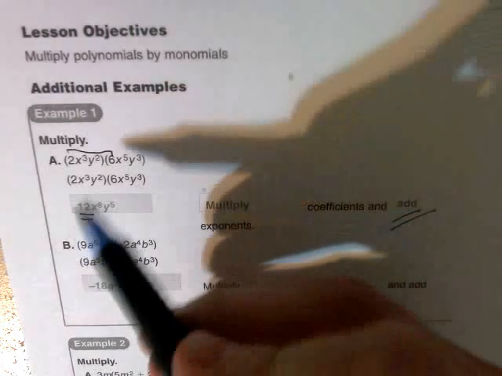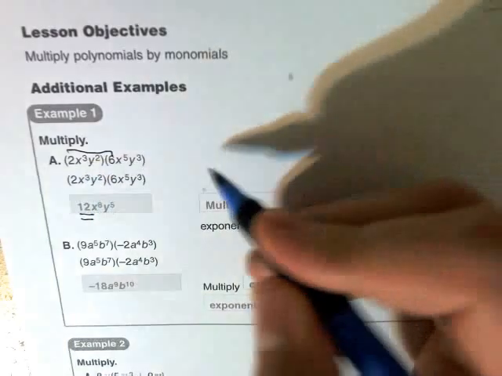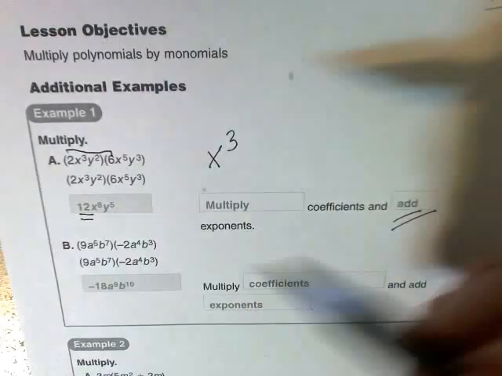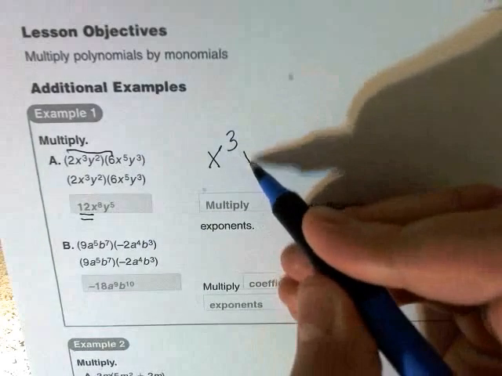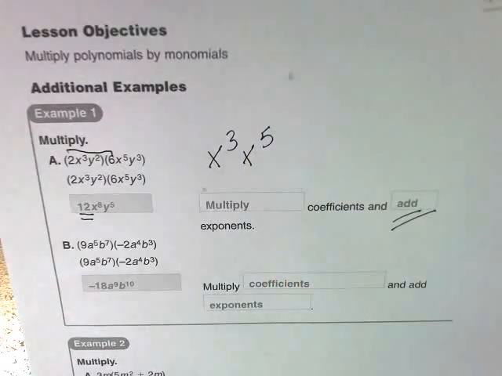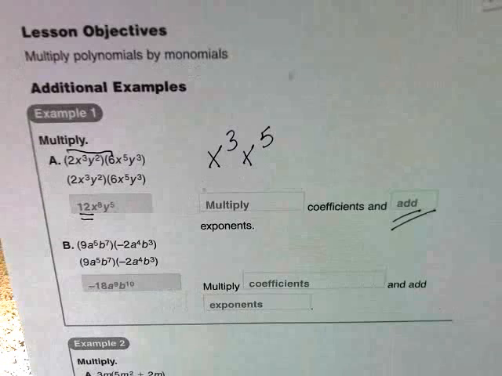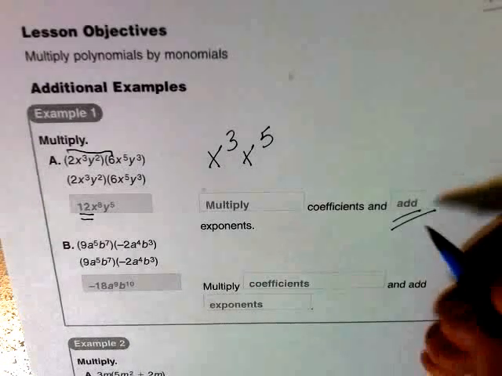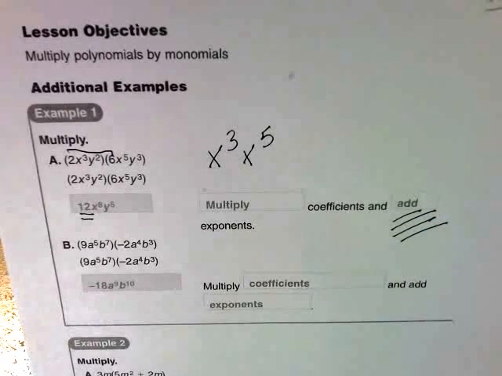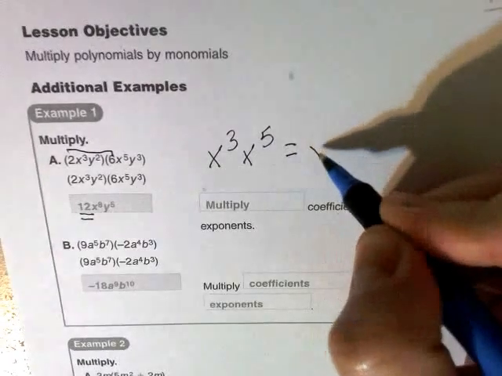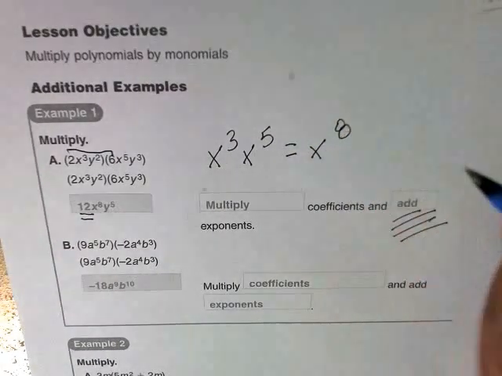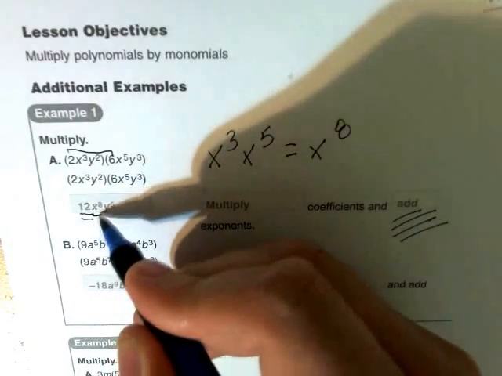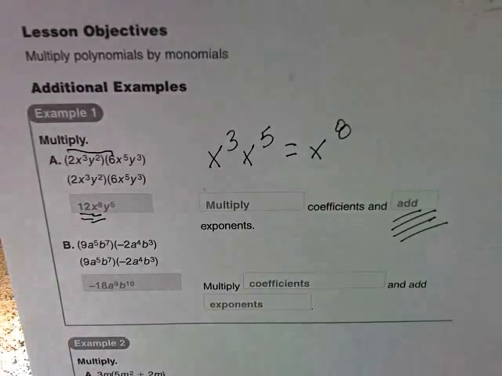So if we look, for instance, at the x's, here is x cubed, and over here is x to the 5th. Well, what the rule says I'm supposed to do here is not to multiply these together, even though this is a multiplication problem. The rule says I'm supposed to add the exponents together. So that's going to combine to make x to the 8th, which is what you can see that they've written here as part of the answer.